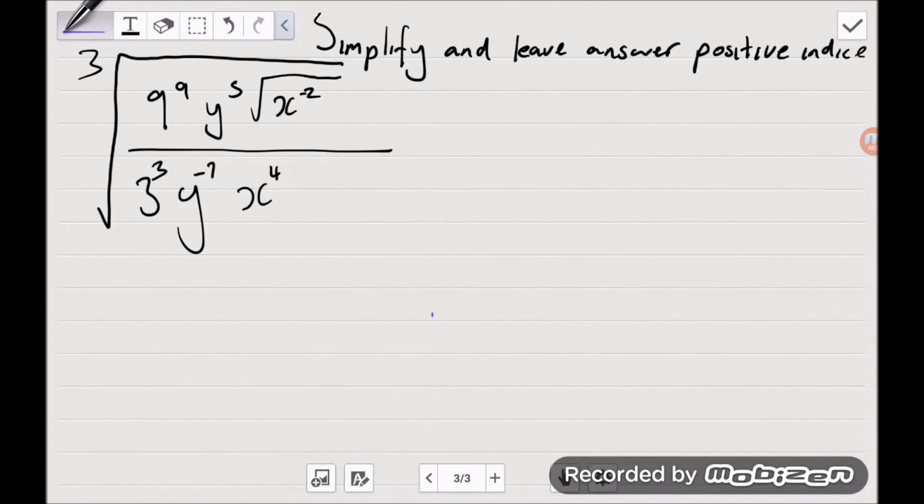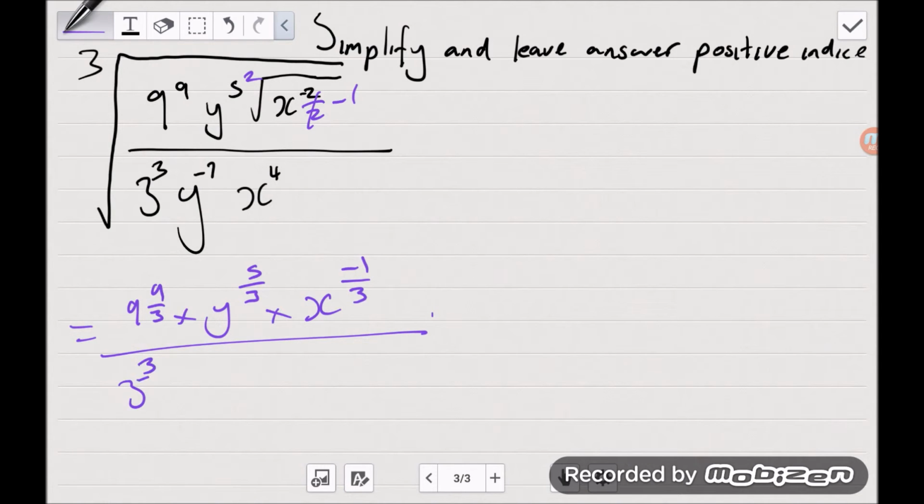The last question is to simplify and leave the answer in a positive indice. Okay, the first thing we do here is make the root into indice form. So x to the power of negative 2 over 2 is negative 1. And then we raise the power for the big root to all the numbers inside. So 9 to the power of 3 over 3, times y to the power of 5 over 3, times x to the power of negative 1 over 3, all over 3 over 3, times y to the power of negative 7 over 3 times x to the power of 4 over 3.